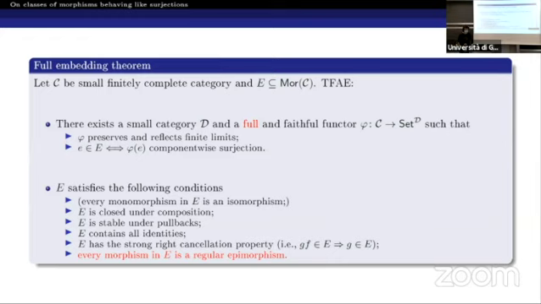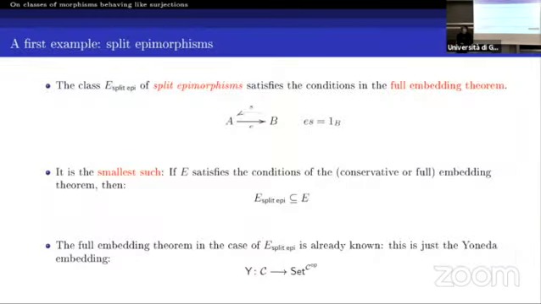So now let's look at some examples of that. The first one, which is very basic, is the class of split epimorphisms. So a split epi is a morphism with a section. And this class satisfies the condition for the full embedding theorem. And moreover, it is the smallest one. So if you have another class E which satisfies the condition in the embedding theorems, then it contains the split epimorphisms. And since it satisfies the condition for the full embedding theorem, you have a full embedding theorem. But this is well known for a very long time because if you take your Yoneda functor, it will do the job.